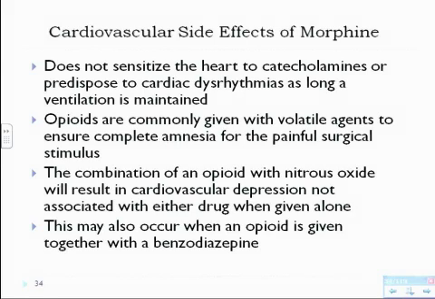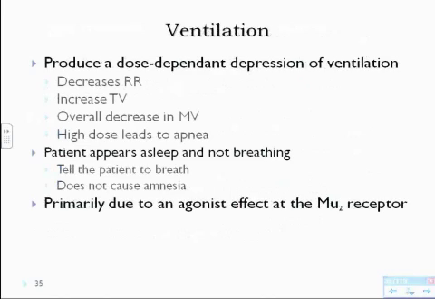The only other thing is that a combination of opiate with nitrous oxide results in cardiac depression. And you'll see the same thing with opiates and benzodiazepines mixed together. They're synergistic. Ventilation. Narcotics are very specific. It's dose dependent. If I give you more, the more respiratory depression I get. If I give so much, I will develop apnea. The person will stop breathing.